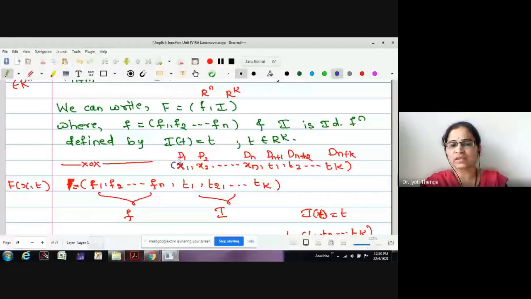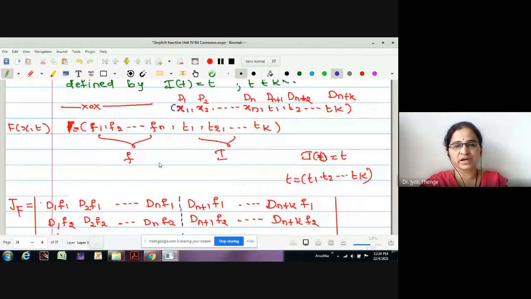Okay. Therefore, if we consider the partial derivative with respect to each of the variables, we are going to denote it by these symbols. The partial derivative with respect to x1 will be denoted by D1, with respect to x2 by D2, till the partial derivative with respect to xn, denoted by Dn. This t1 is actually the n plus 1th variable in this vector. Therefore, the partial derivative with respect to t1 is denoted by D(n+1), with respect to t2, D(n+2), with respect to tk, this is D(n+k). Therefore, this is the function.